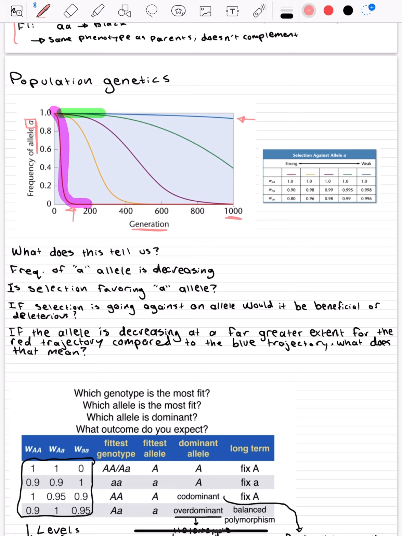Well, that would tell us that this allele has greater effects on this population as compared to this population. So this allele is affecting this population more heavily and stronger as compared to this population.